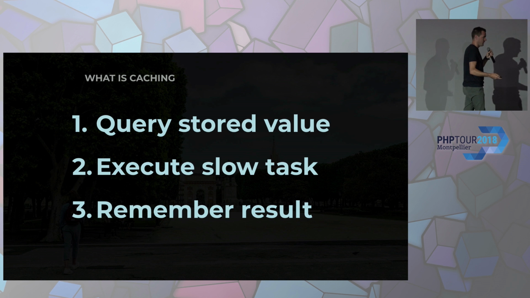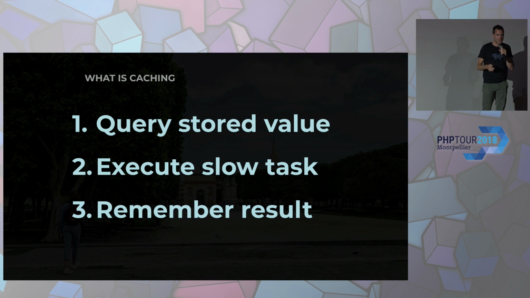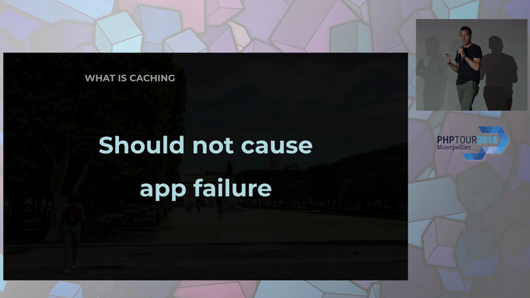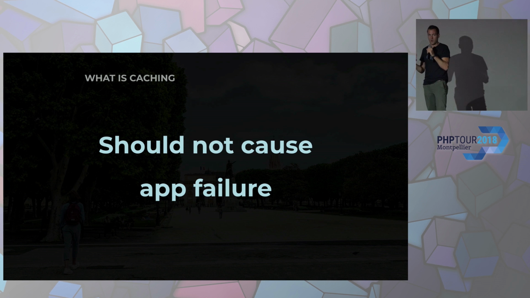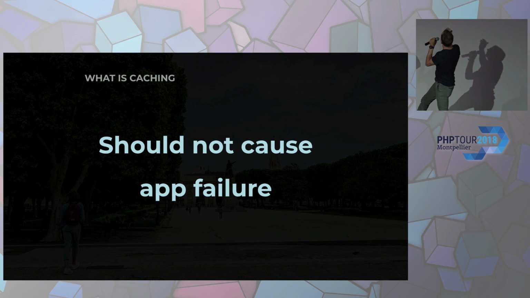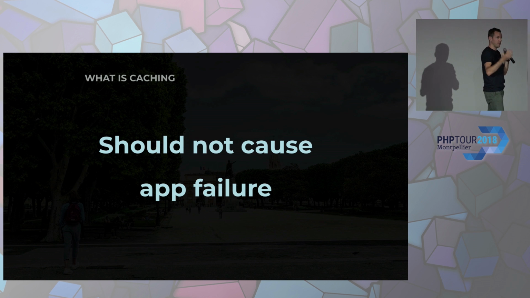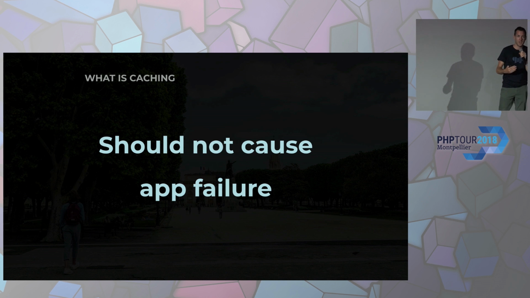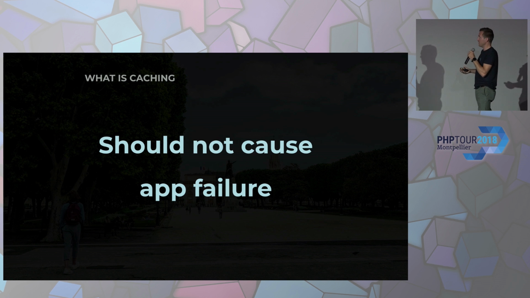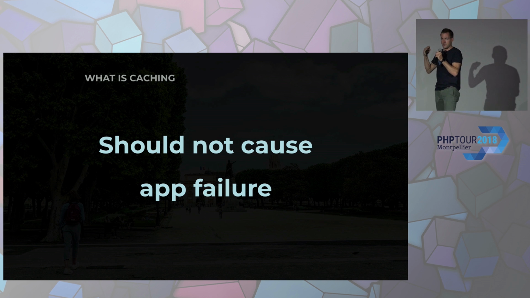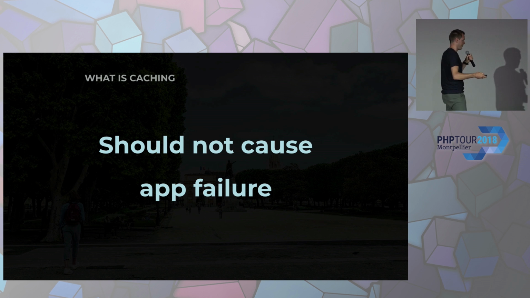That's how we cache. Rule number one of caching, if your caching layer fails, your app should still work. So should not cause an app failure. If your caching layer is disabled, your app should still work. This is very true if you have a local development environment. Your caching is probably disabled, but your app should still work. If your Redis or Memcache is not accessible, your app should still work.